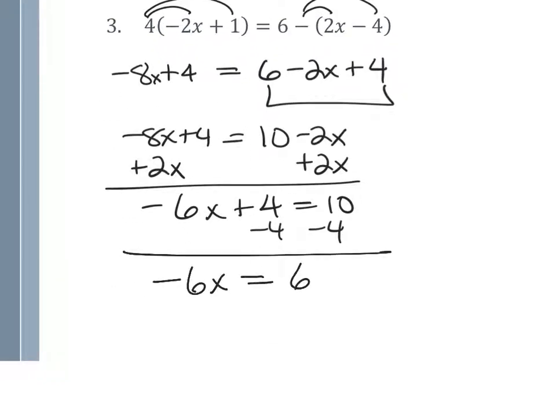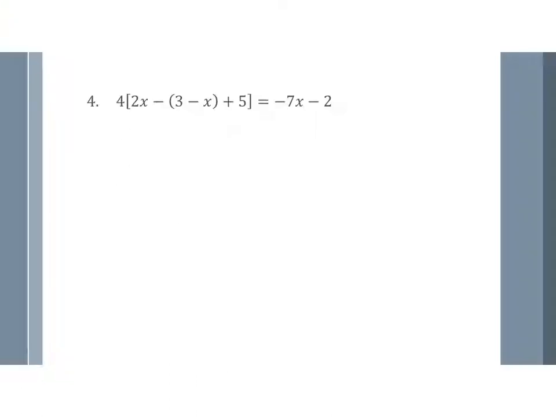-6x equals 6. Divide by -6, and x equals -1. Pretty good? This one's got brackets and a parentheses.